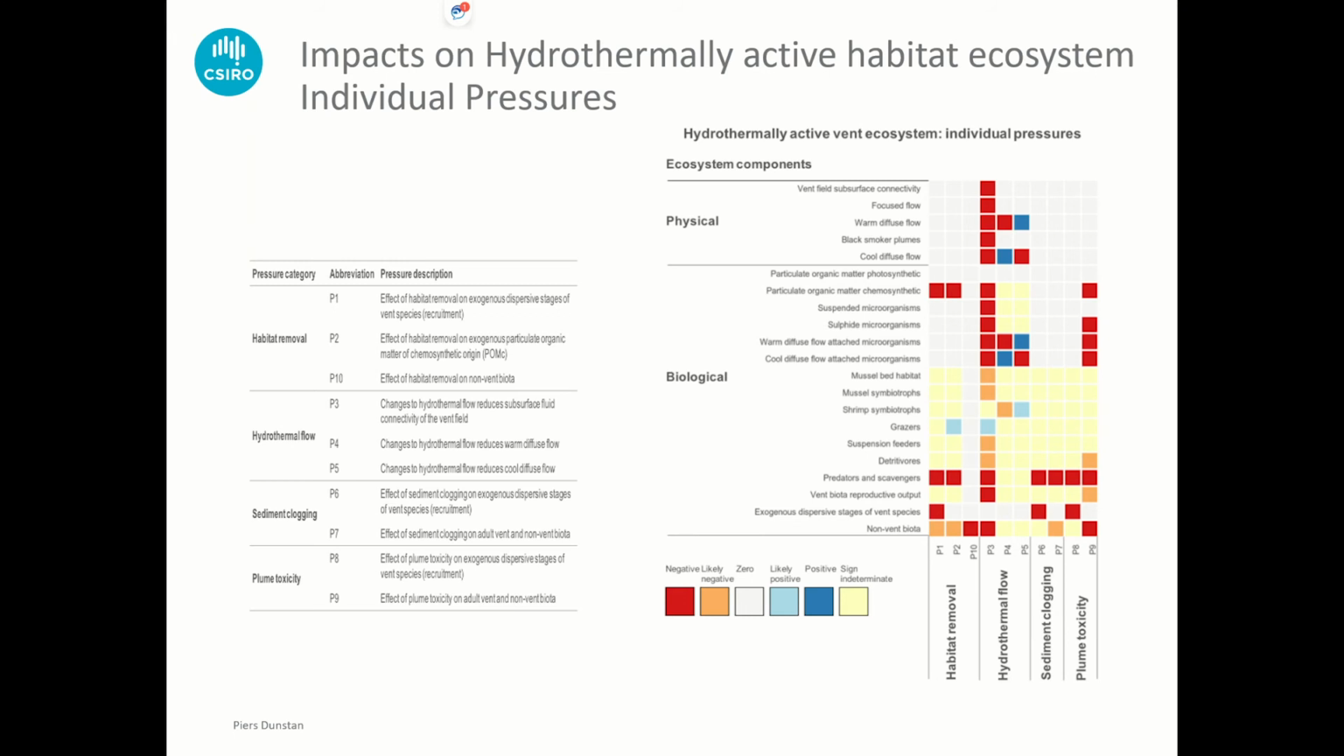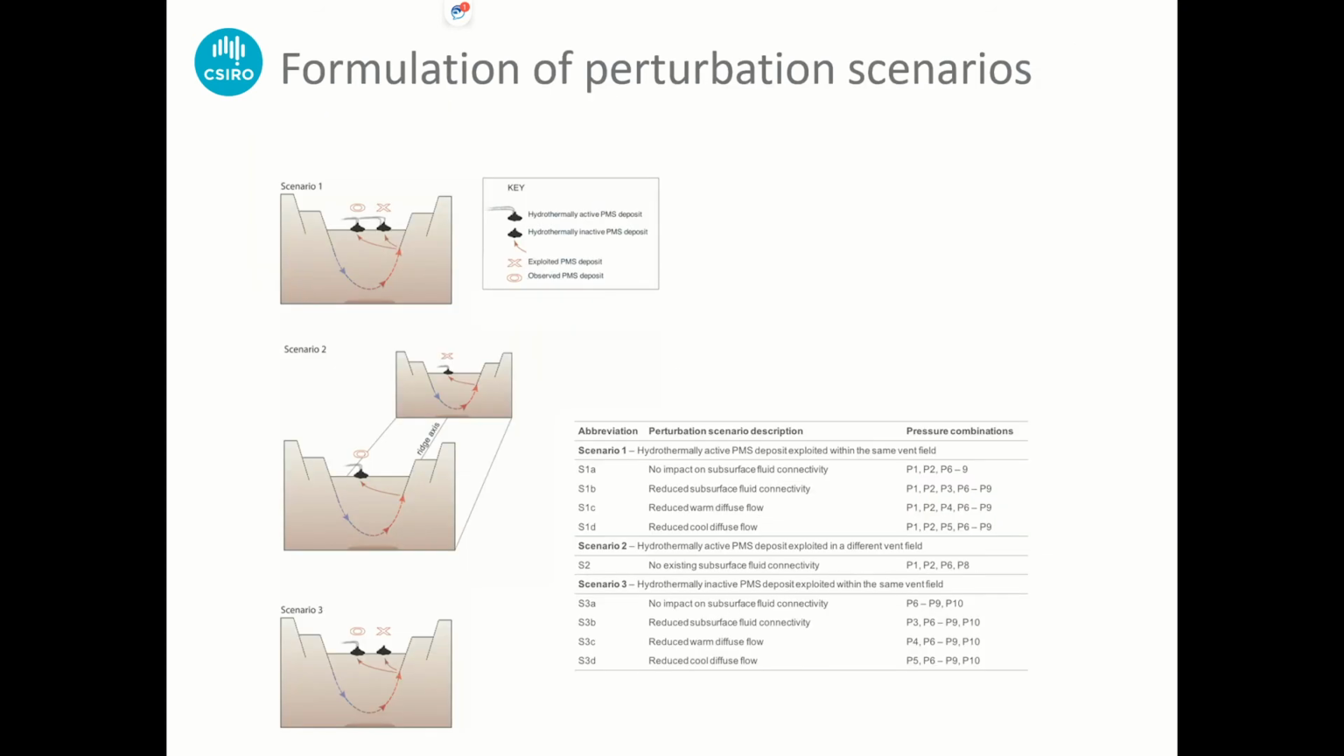So for mussel beds, mussel symbionts, shrimp symbionts, grazers, suspension feeders, and detritivores, for a lot of the individual pressures, there's not really a lot of certainty about whether or not it will have a negative or a positive effect from the models that we developed here. But what we did then is we actually started to look at different sorts of perturbation scenarios.